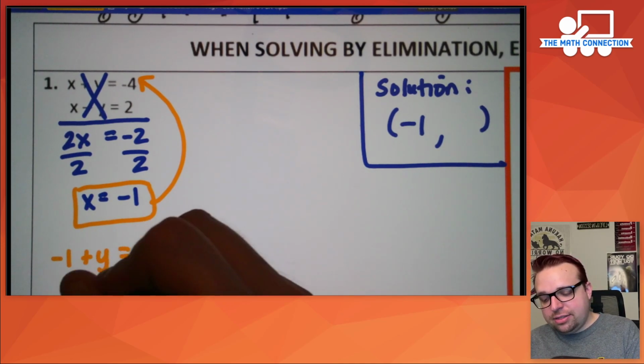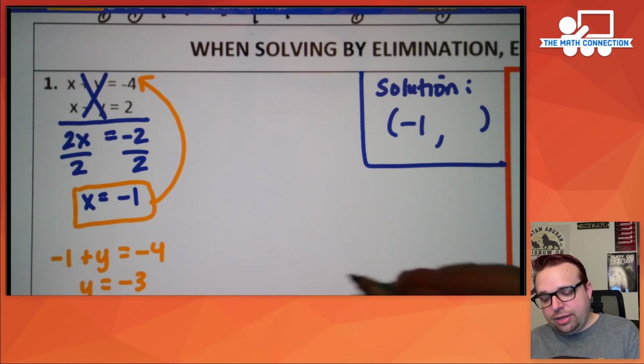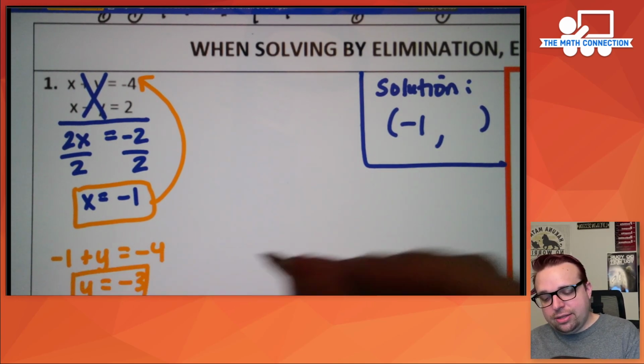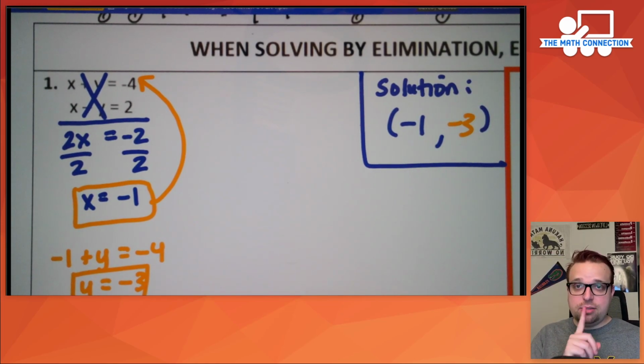And if I solve this, then I get y equals -3. And there's my other answer. And that's the solution for the system. There's one solution. If I were to graph these as lines, they would intersect in one place, and that would be the answer. Okay, 2 and 4 are for you guys.